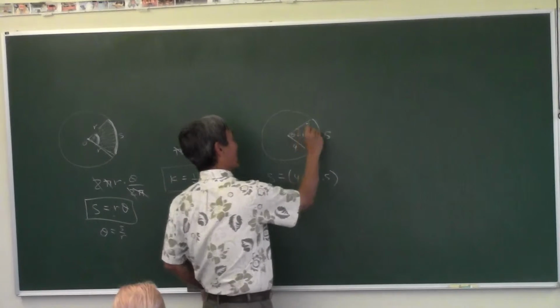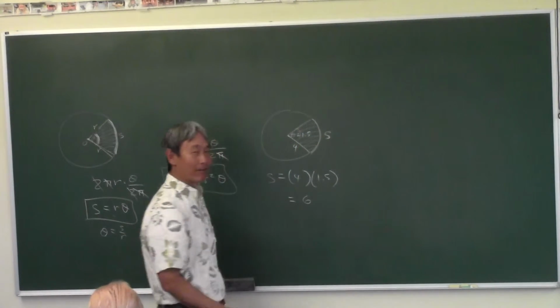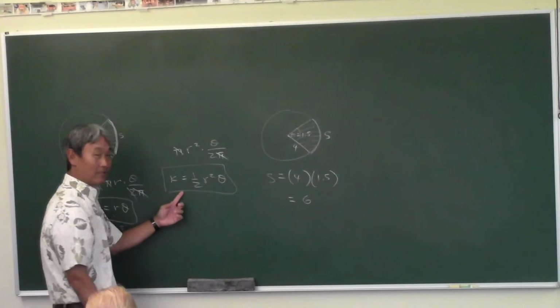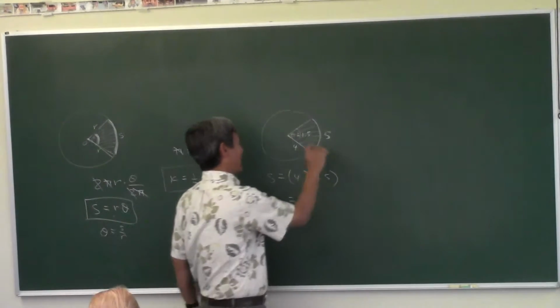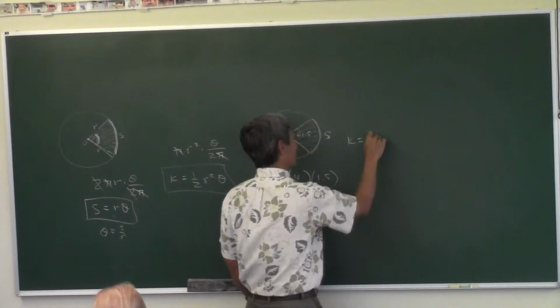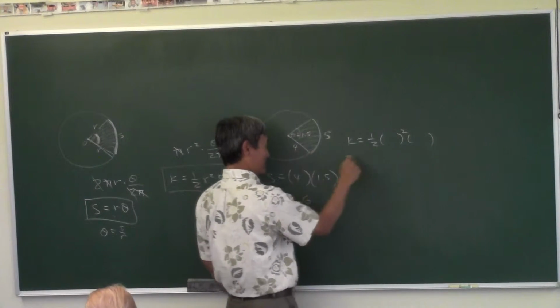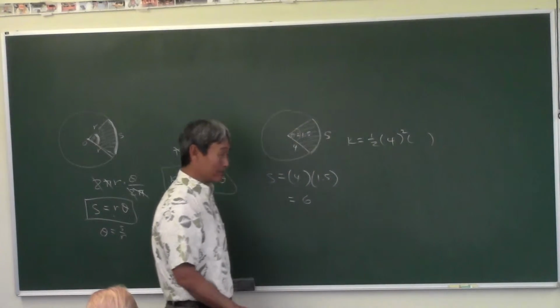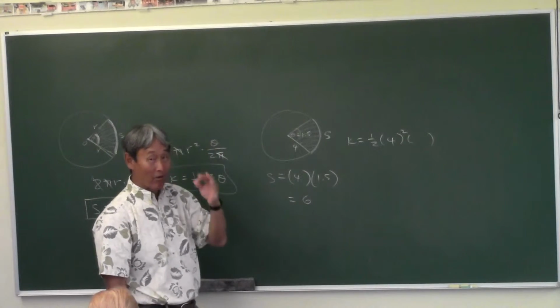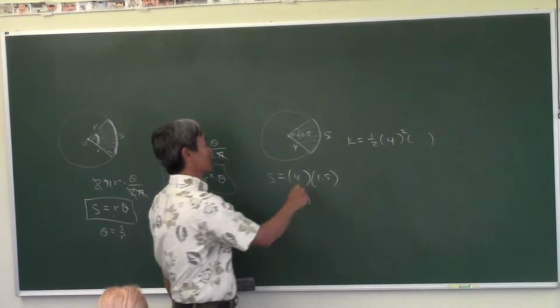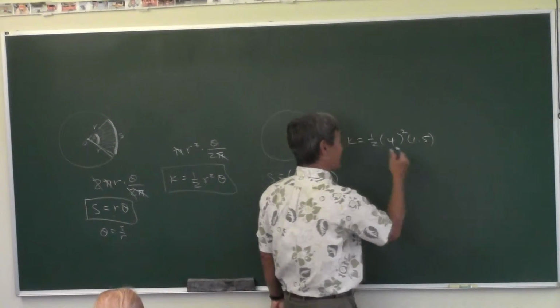Okay, now what about the area? How do I compute the area? Well, you simply use this formula. The area of this sector is 1/2 r squared theta. Now we know the radius is 4, so the radius squared times theta. And again, the angle has to be measured in radians, so it's 1.5. There you go, that's your answer.